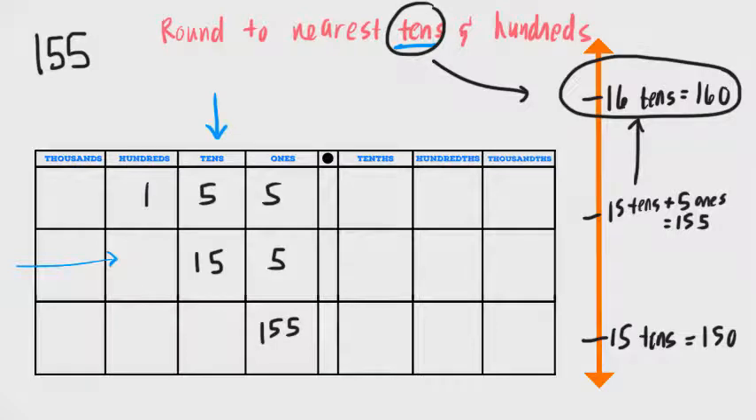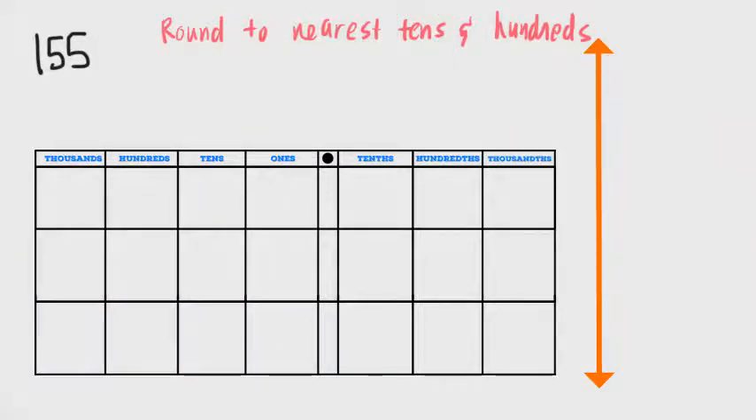Now, what happens if we're rounding to the hundreds? If we're rounding to the hundreds, again, we break down our number the same way as we did before. 155 ones. Let me write that so it doesn't look like an S. 155. And so we break it down again.